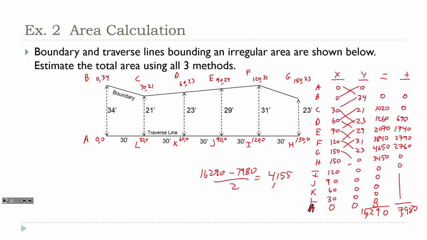So is it going to matter what you call positive and what you call negative? No, I don't think so. Not going to take the absolute value.